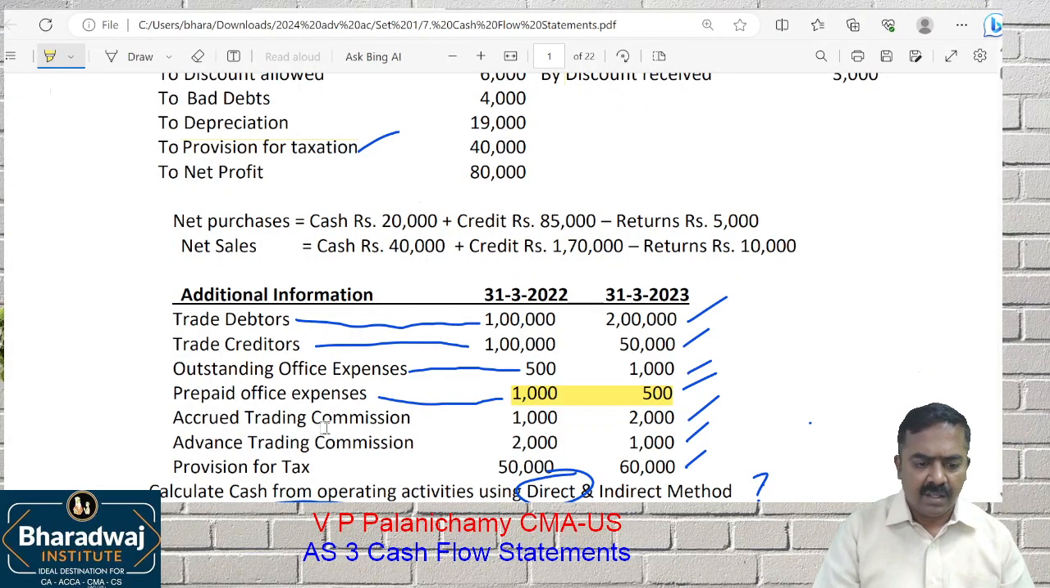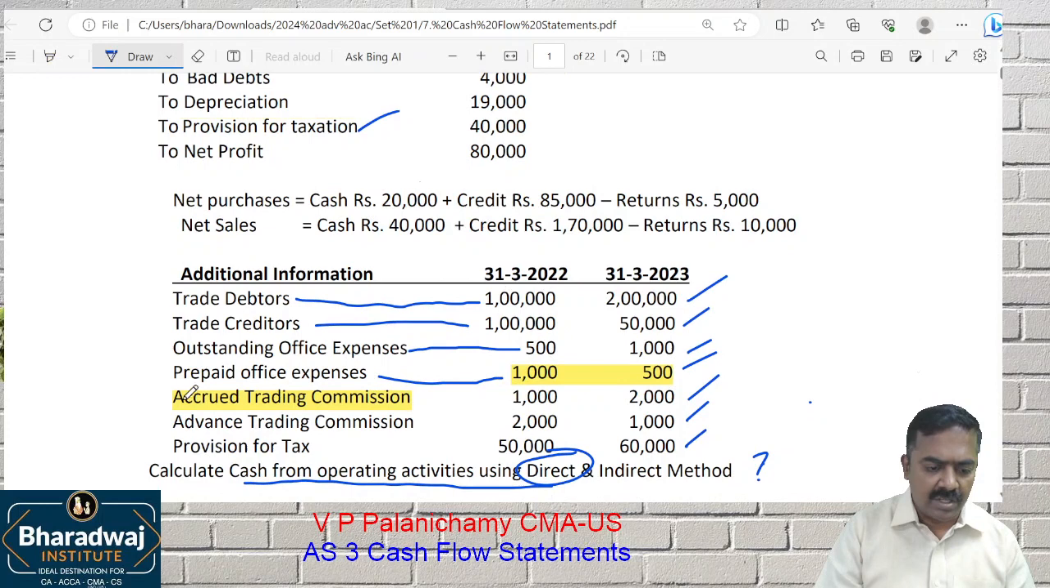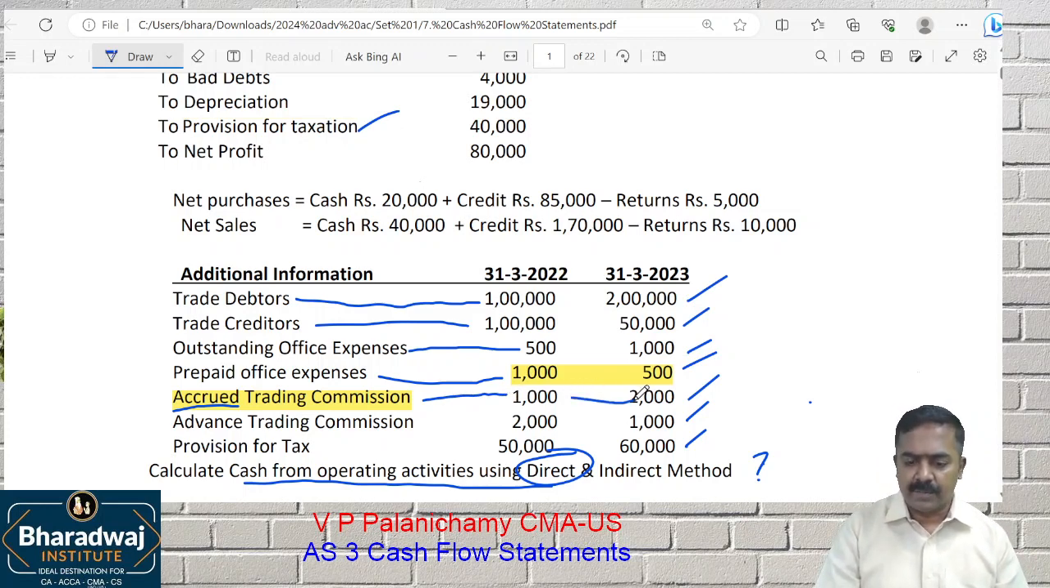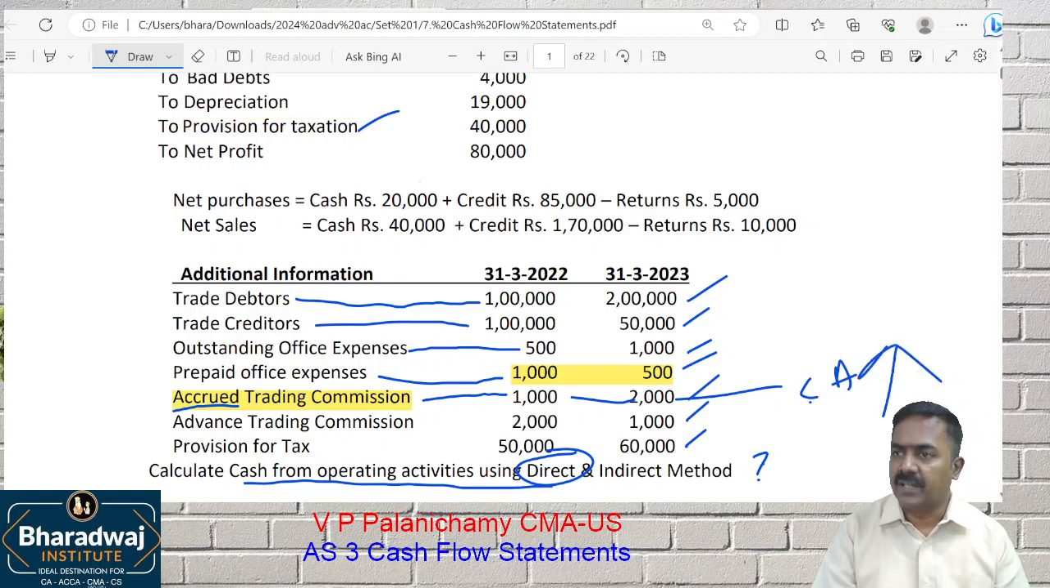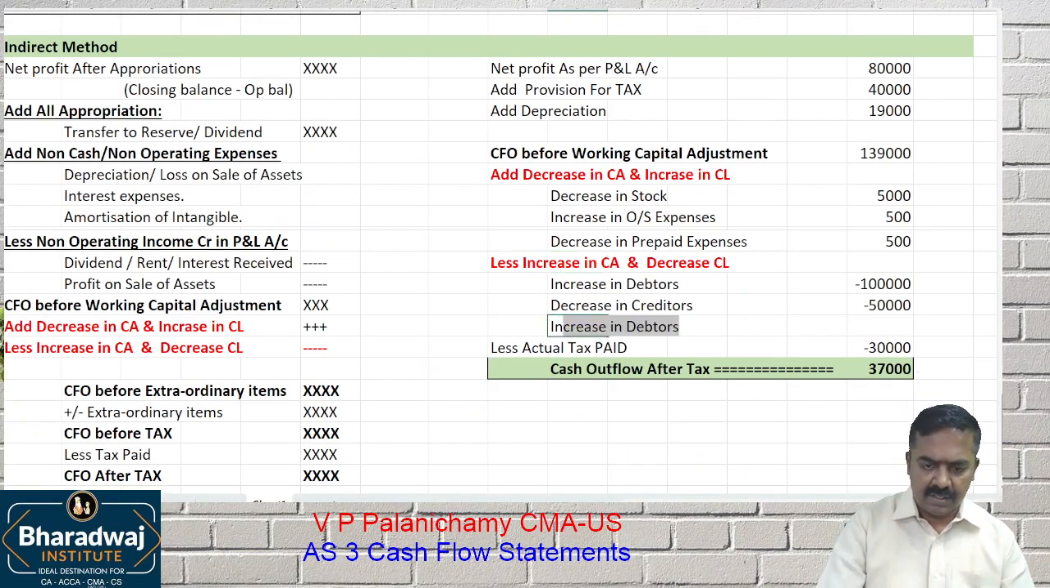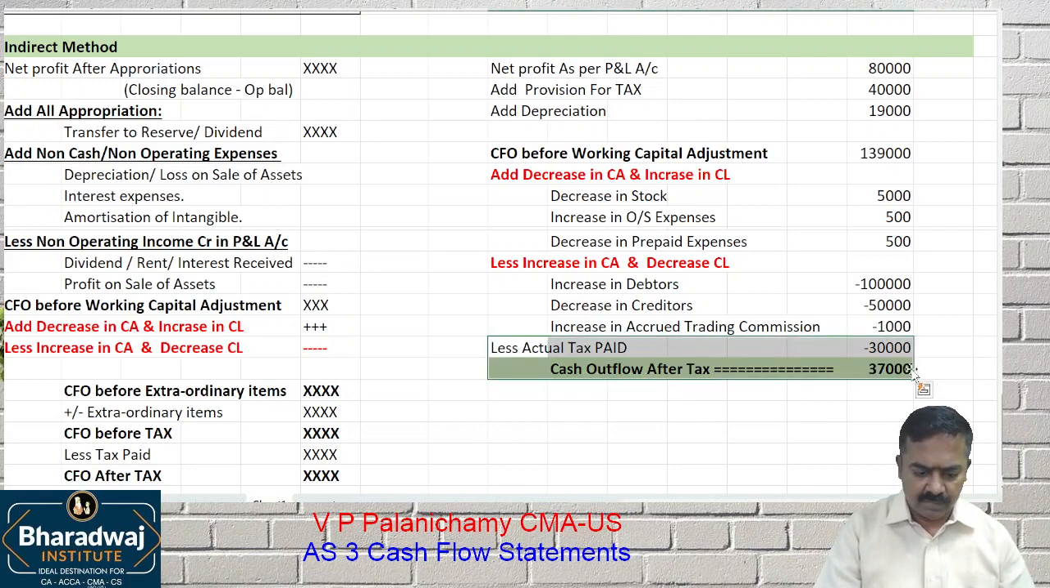Then accrued trading commission means receivable. Accrued means earned but not received. It is an asset, a current asset, and it increased. Increase in current assets, what will you do? Less. Increase in accrued trading commission, 1,000.